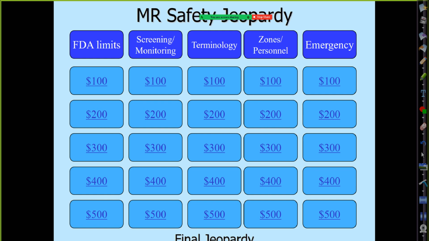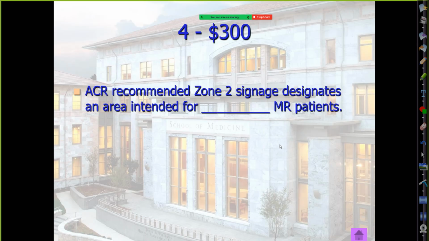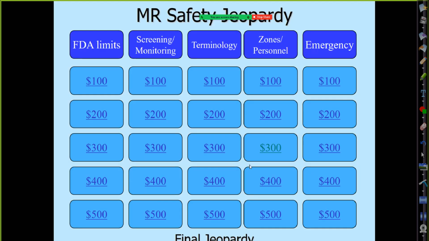Zones personnel, 300. Remember, ACR recommends Zone 2 signage designates an area intended for blank MR patients. Unscreened. So Zone 2 is still unscreened. The barrier between Zones 2 and 3, that's where the screening happens. Remember, they're filling out the screening form, going to the bathroom in Zone 2. Good. All right, Katie, go ahead and give us our next one.